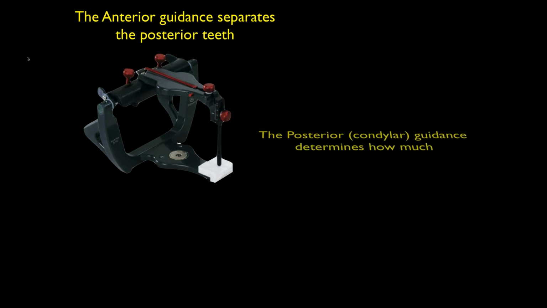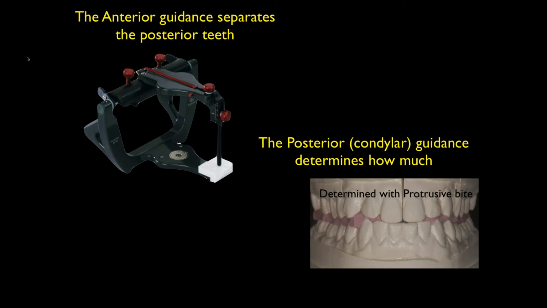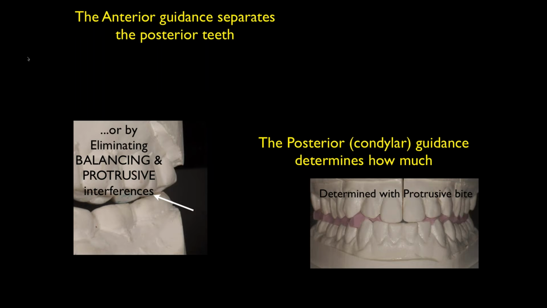So to review the important concepts from today, things that you should take home. The anterior guidance separates the posterior teeth. The posterior condylar guidance determines how much. Simple concept. You can determine that with protrusive bites, which are nice if you can get them, or by just eliminating balancing side interferences on the articulator by what? Increasing the condylar guidance.